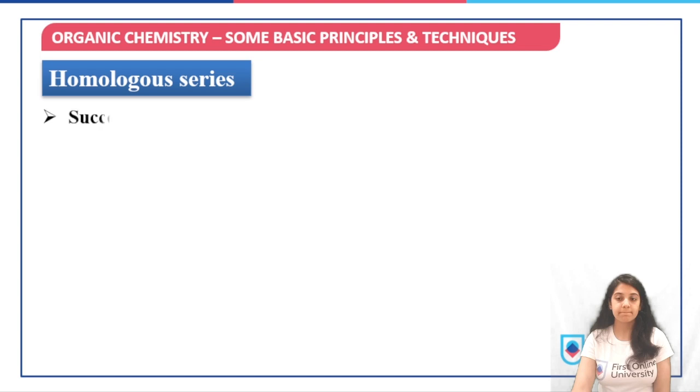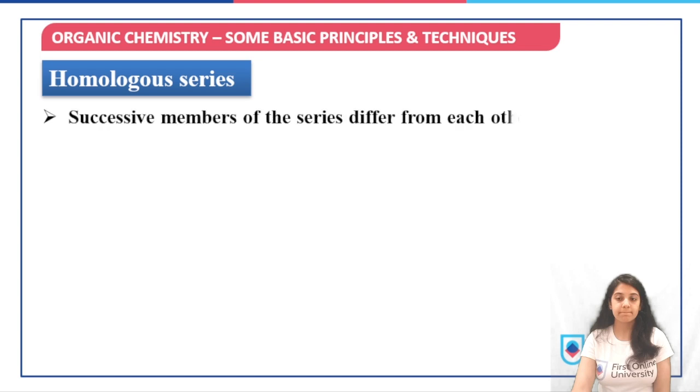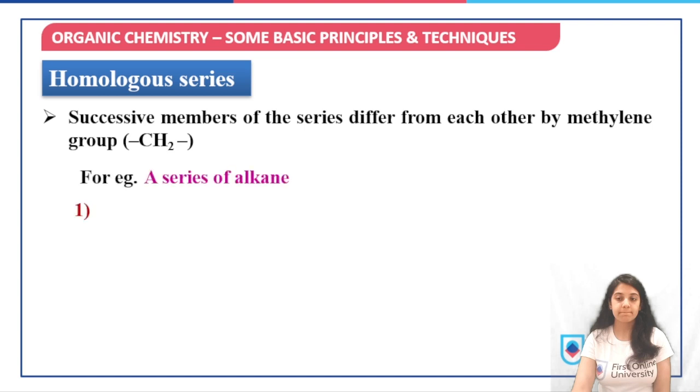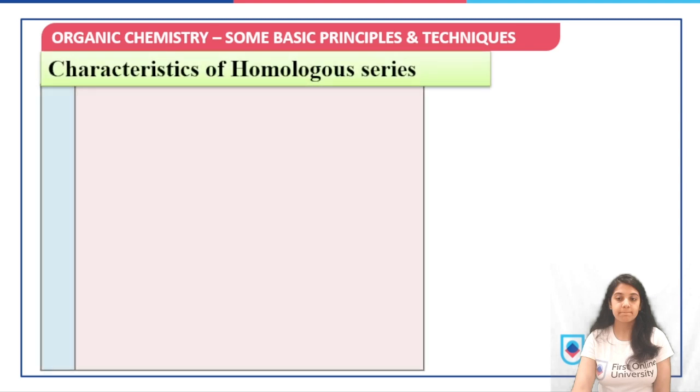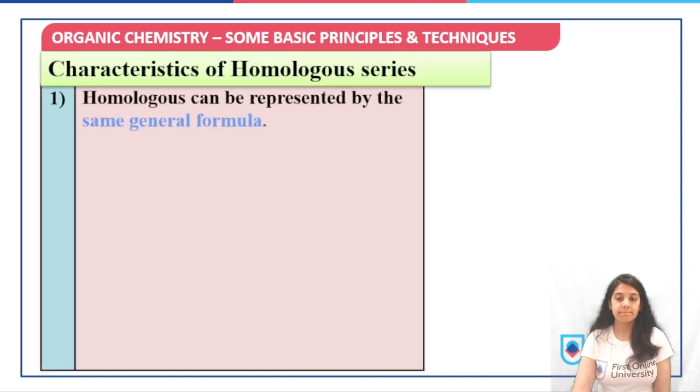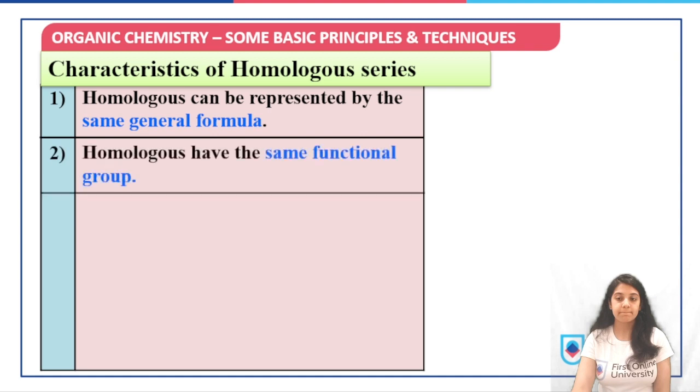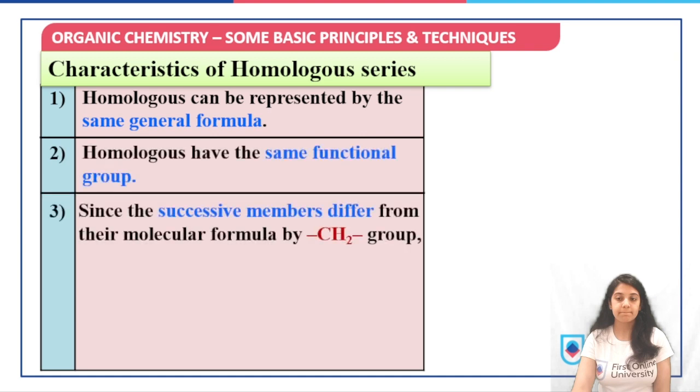Now, what is homologous series? The successive members of the series are going to differ by a methylene CH2 group. For example, a series of alkanes. So if we look at this particular methane, we add a CH2 group, we get ethane, another CH2 gives me propane. Characteristics include their representation by the same general formula, same functional group, successive members differing by CH2 group.